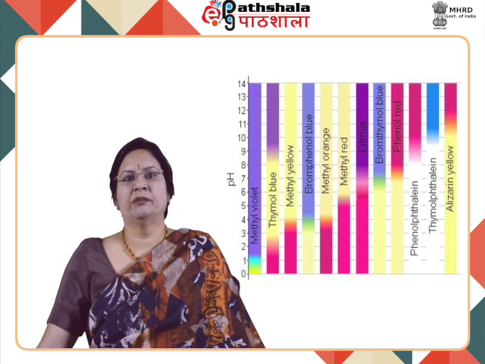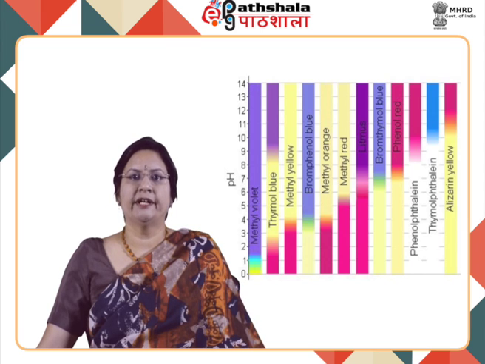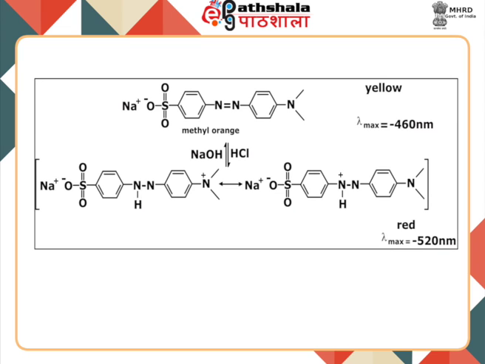Methyl yellow, methyl orange, methyl red, Congo red, and alizarin yellow are some typical azo compounds which are used as pH indicators. Out of these, if you look at methyl orange, it is used as an acid base indicator in titrations. In solutions that are more basic than pH 4.4, methyl orange exists almost entirely as the yellow negative ion. In solutions that are more acidic than pH 3.2, it is protonated to form a red dipolar ion, as you can see in this structure.